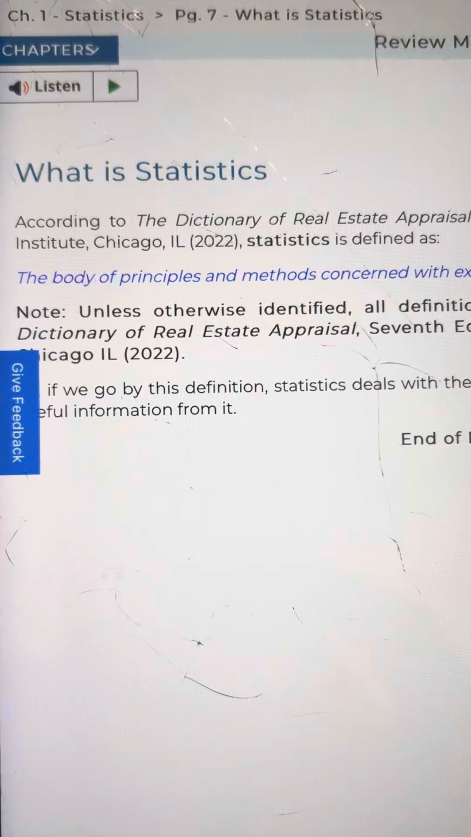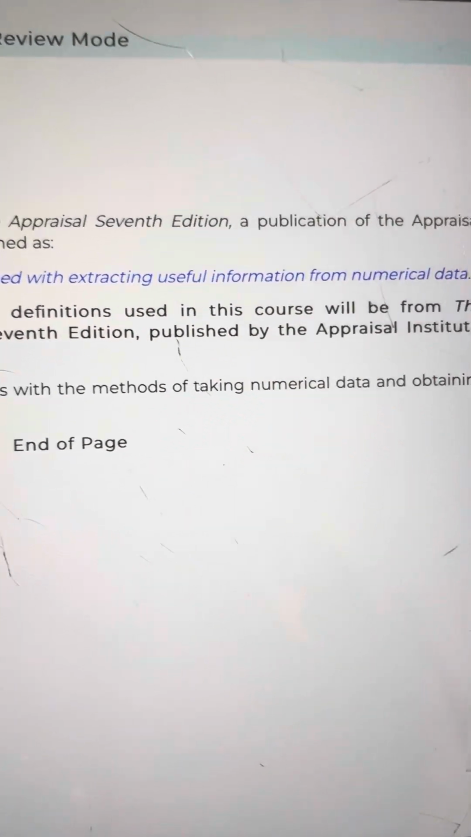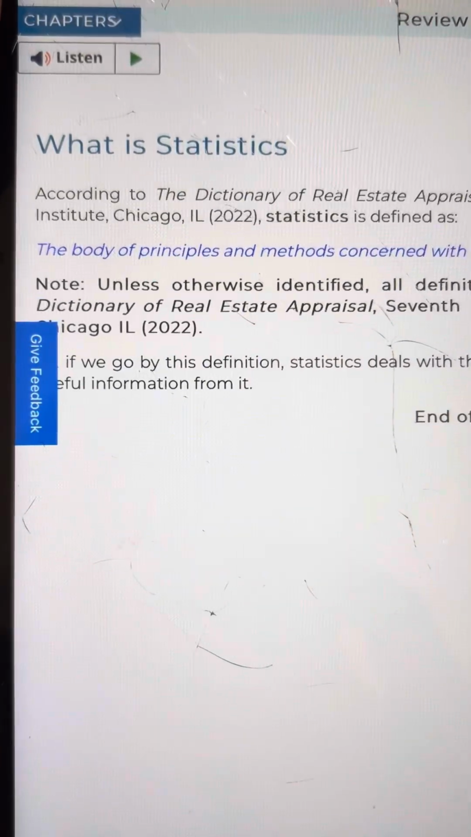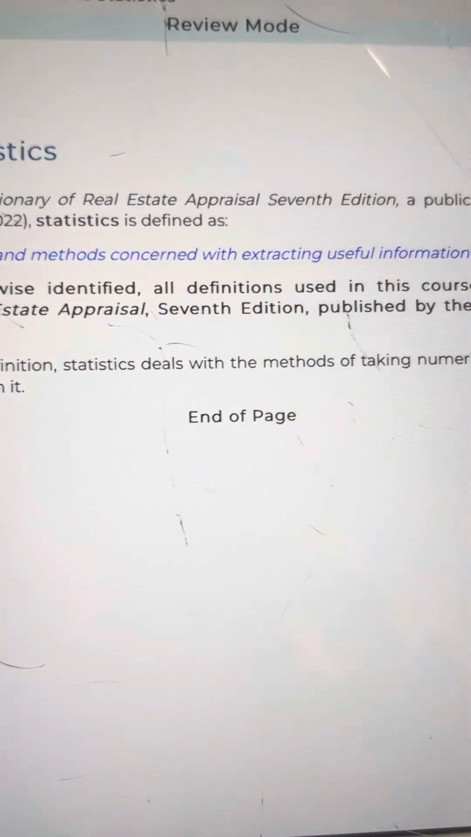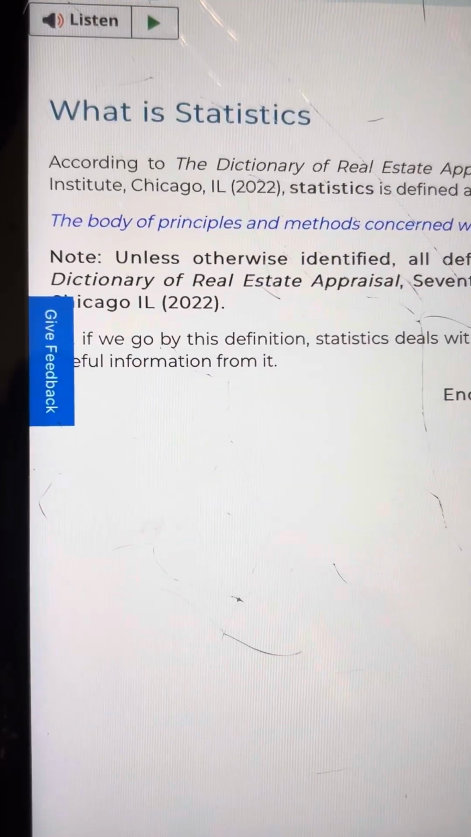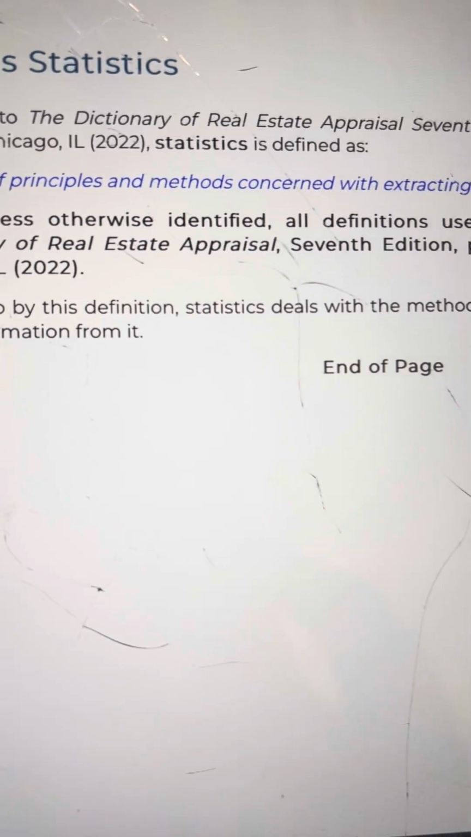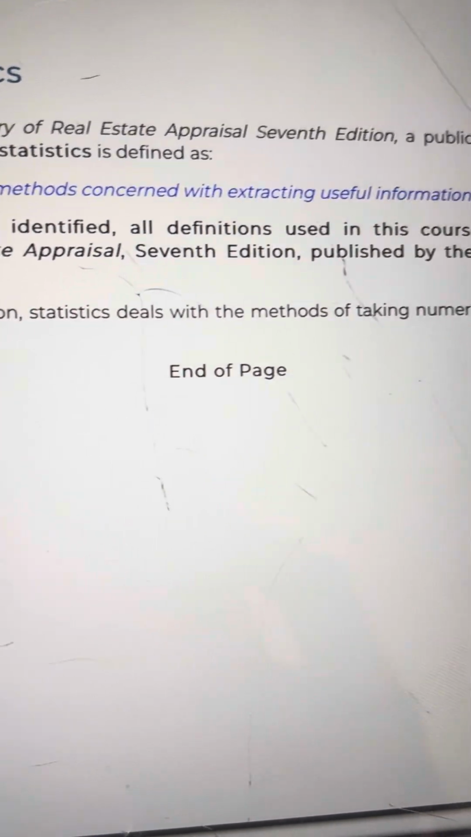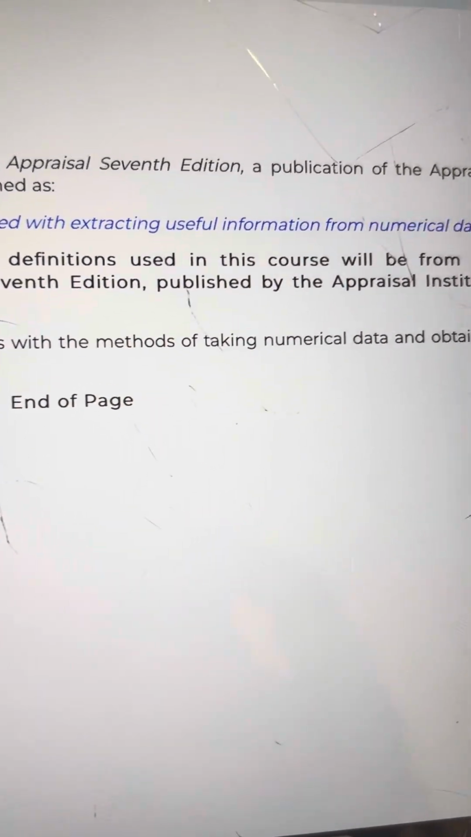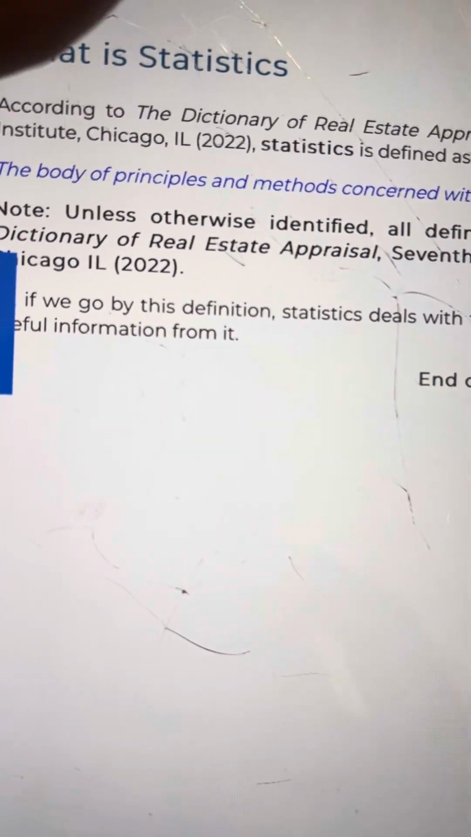Note, unless otherwise identified, all definitions used in this course will be from the Dictionary of Real Estate Appraisal, 7th edition, published by the Appraisal Institute, Chicago, Illinois, 2022. If we go by this definition, statistics deals with the methods of taking numerical data and obtaining useful information from it. End of page.